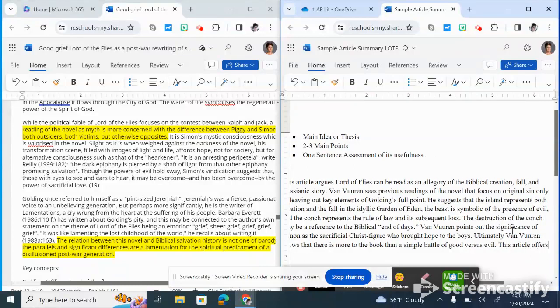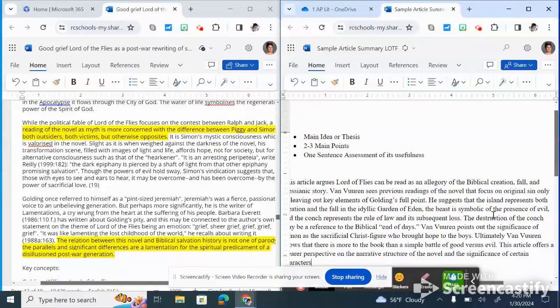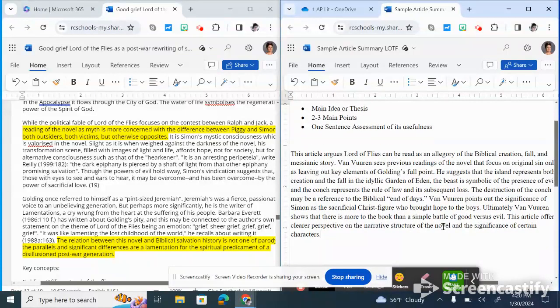this article offers a clearer perspective on the narrative structure of the novel and the significance of certain characters. It's as simple as that. I'm basically here saying this is a good one and it's going to help me with my research.